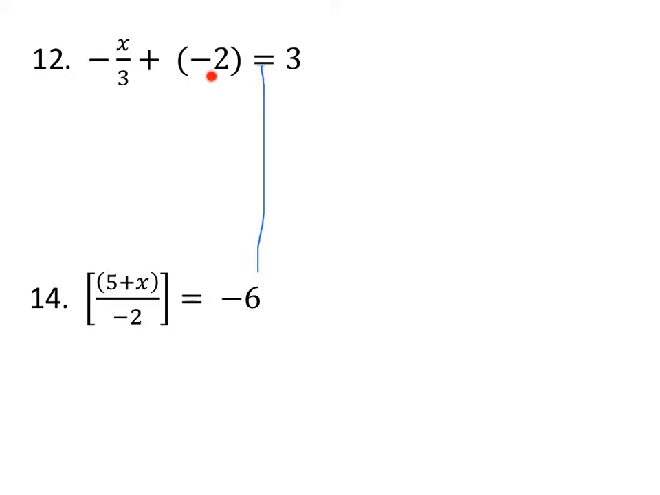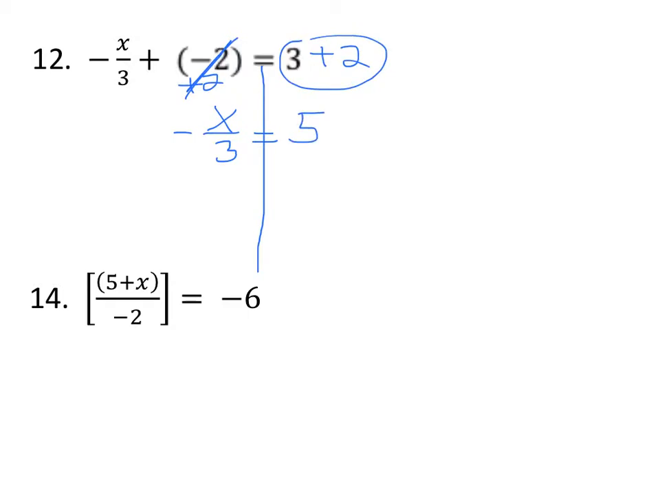Basically what you want to do is get rid of this -2 first. Whatever's attached to the x, you get rid of last. Since this is plus -2, it's really just like saying -2, so I'm going to add 2. -2 plus 2 is 0. That cancels out, and I add 2 to the right side. So on the left side, I just have this -x over 3, and on the right side, 3 plus 2 is 5.